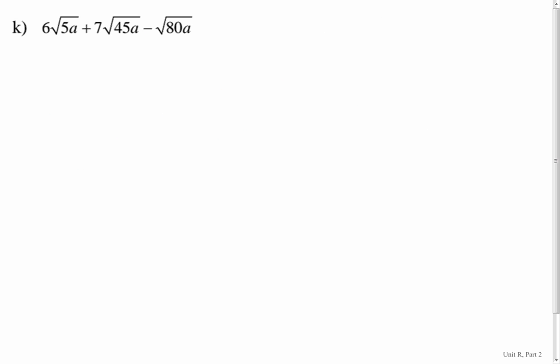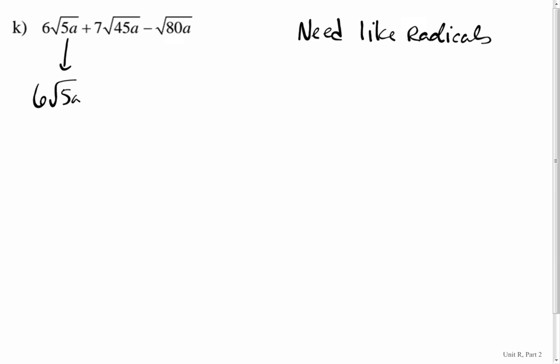On a problem like this, your best bet is going to be to simplify things first. Because remember, we can only add, basically, like radicals. The best way to do that is to simplify stuff out. This is already simplified, so this is just going to become 6 root 5. This I could write as 7 and 9 times 5a. Square root of 9 is 3, so that's going to become, and this is the part that some of you guys on your quiz you missed.